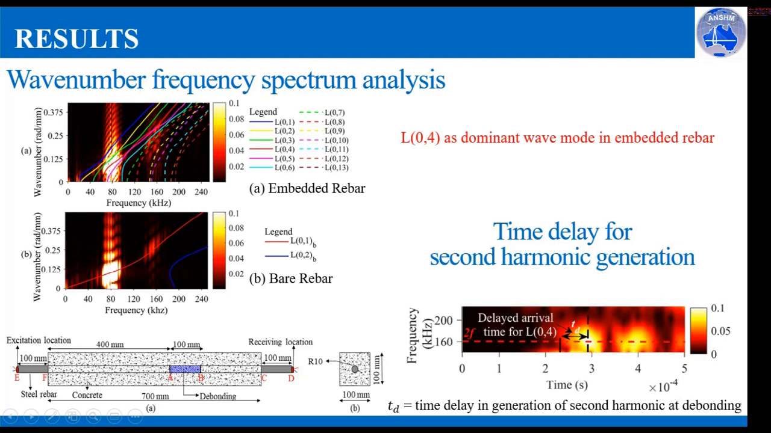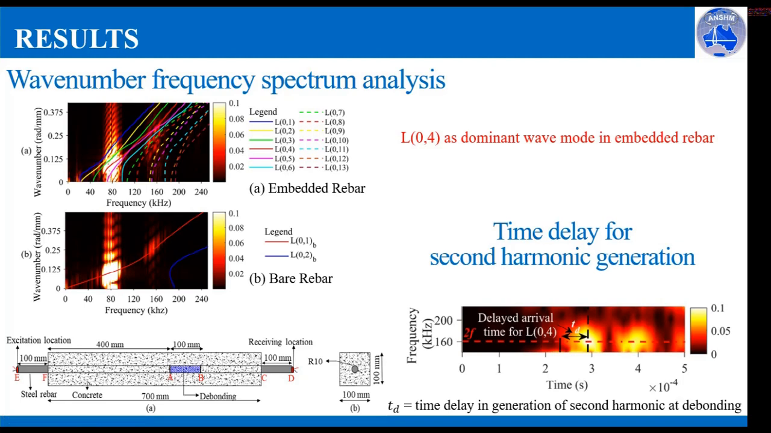It is found from the wave number frequency analysis that the L04 wave mode is dominant at 80 kHz and also at the second harmonics at 160 kHz. The group velocity of the L04 wave mode will be used for location estimation. And for bare rebar, the L01 wave mode is the dominant wave mode which exists. As discussed in the last equation, the time delay is also considered in location estimation.